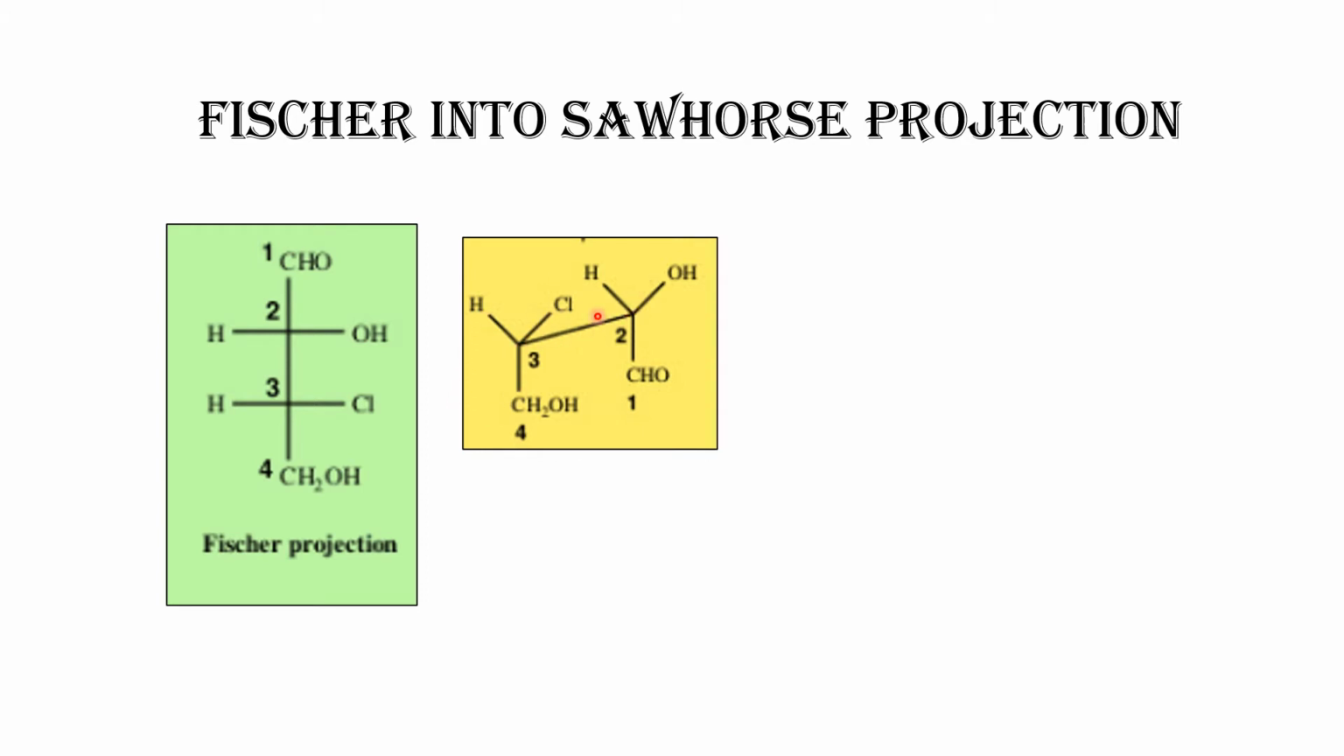The front carbon and the back carbon. Number it as 1, 2, 3, 4 like this. You have to mention it. If HOH is there, then HOH. Just as it is, you write it in the same way. Here also HCl, as it is, you write it.